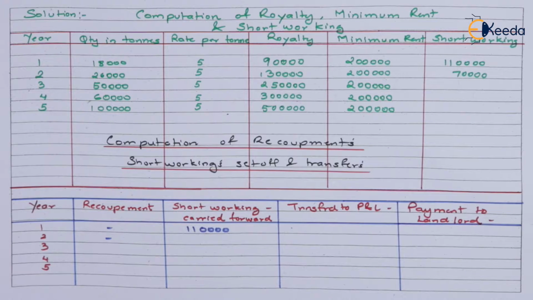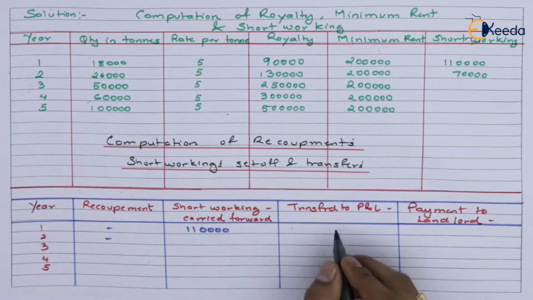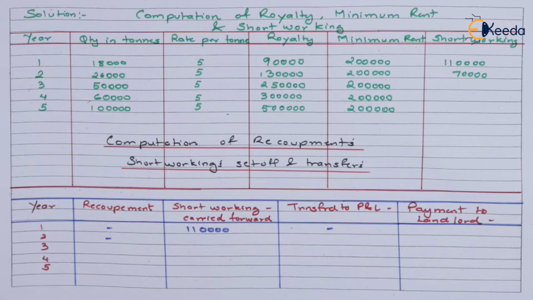So there is nothing that is transferred to the P&L, hence dash. And the payment that was made to the landlord refers to only 2 lakh, because the actual royalty or minimum rent, whichever is higher, will be taken by the landlord. So we made a payment of 2 lakh to the landlord in the first year.